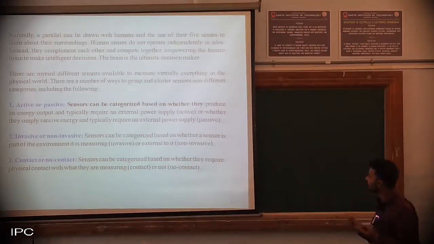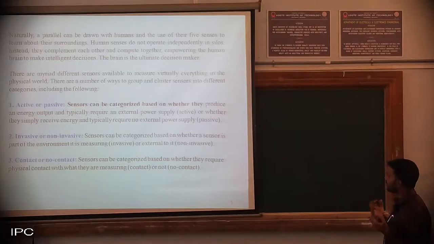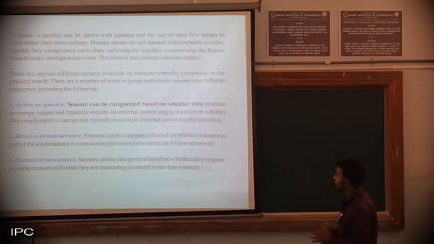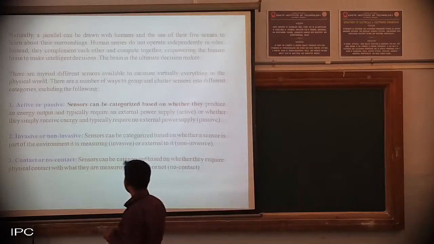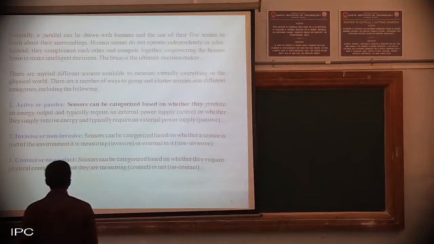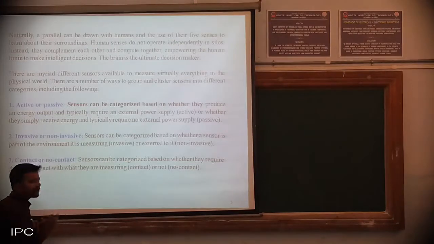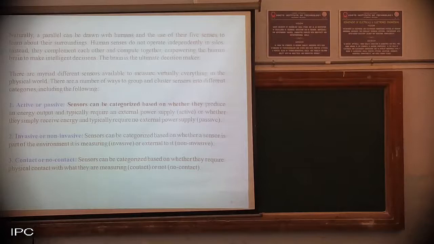And if the power supply is not required, that we can call passive, meaning no external power supply or battery. That is what is given here. Active means it requires an external power supply, and passive means it doesn't require an external power supply. On this basis, sensors which use an external power supply come under active, and those which don't require one come under passive.